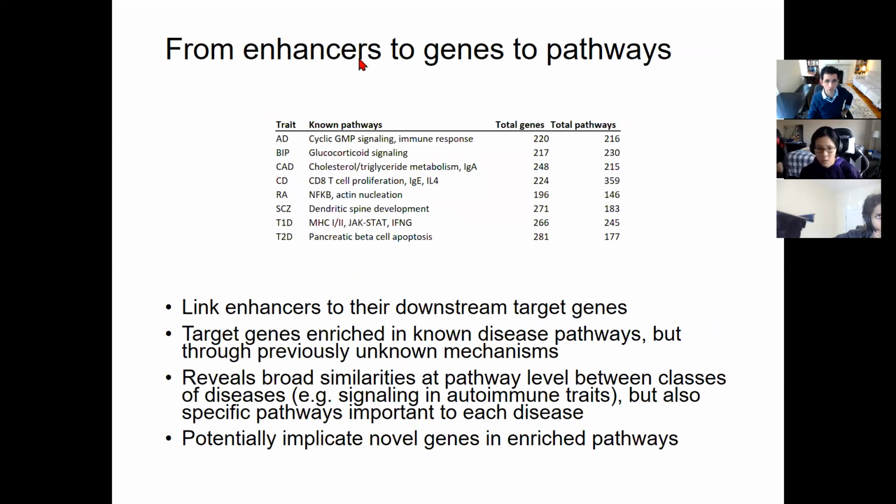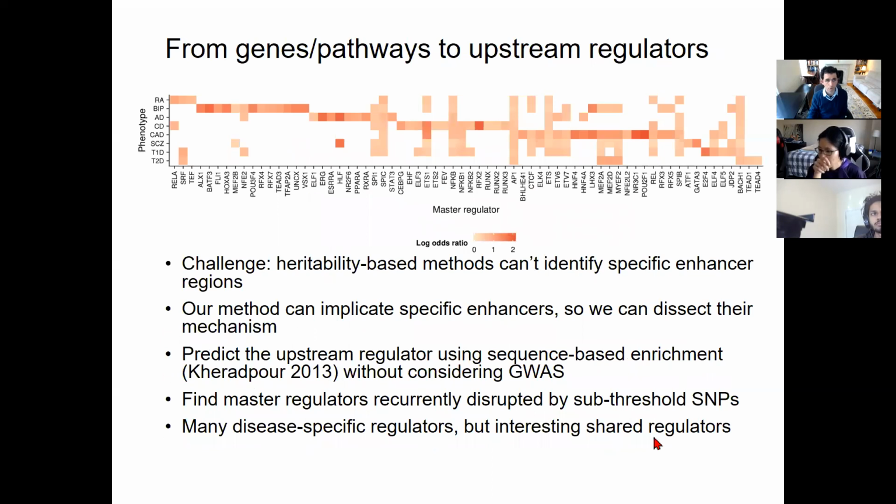We can now use these to go from enhancers to the target genes and to their pathways. For each trait, we can basically ask what are the genes downstream of these enhancers and what are the pathways that these genes are falling into. And we can link enhancers to the downstream target genes and see that the target genes are enriched in known disease pathways, but through previously unknown mechanisms. So you can reveal this broad similarity at the pathway level between classes of diseases with signaling underlying autoimmune disorders, etc., but also specific pathways that are important to each disease. And that can potentially implicate novel genes in enriched pathways.